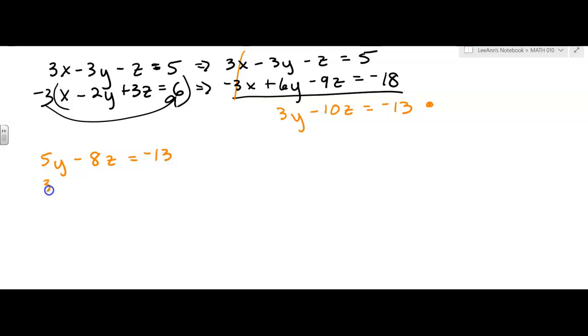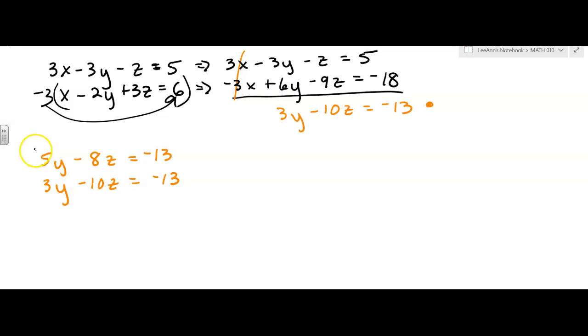And I have 3y minus 10z equals -13. Kind of unusual, they both equal -13. Okay, I'm going to eliminate the y's, just because they're in front. You could eliminate the z's, it's probably just as much work. 5 and 3 is smaller than 8 and 10, so maybe it'll be a little bit easier.